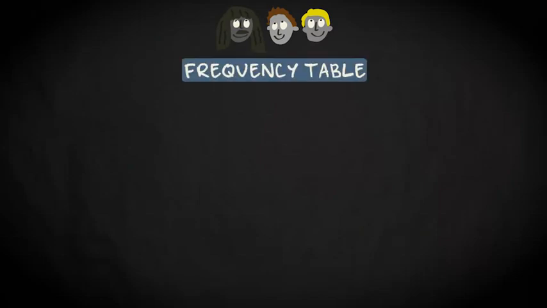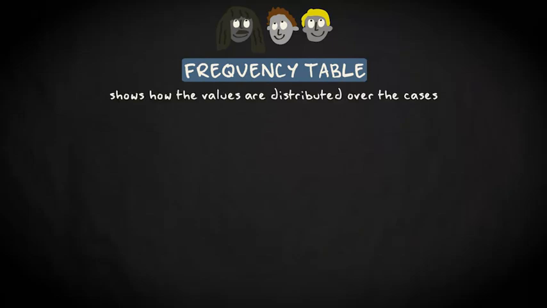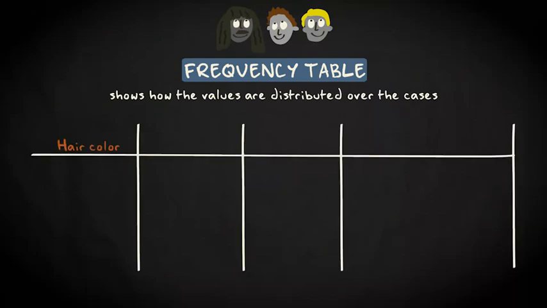Imagine you want to summarize the information you've got about the hair color of the players in the Spanish football competition. A good way to do that is to make a frequency table. A frequency table shows you how the values of a variable are distributed over the cases. A frequency table is nothing more than a list of all possible values of a variable, together with the number of observations for each value.